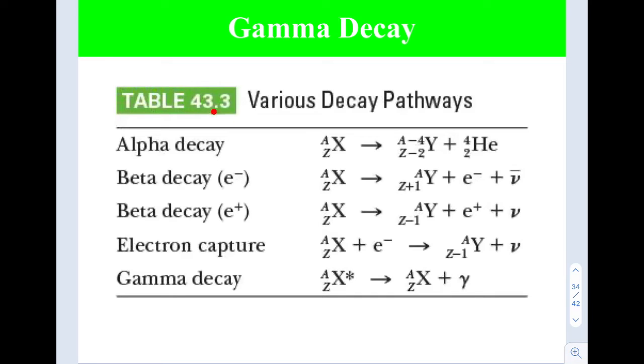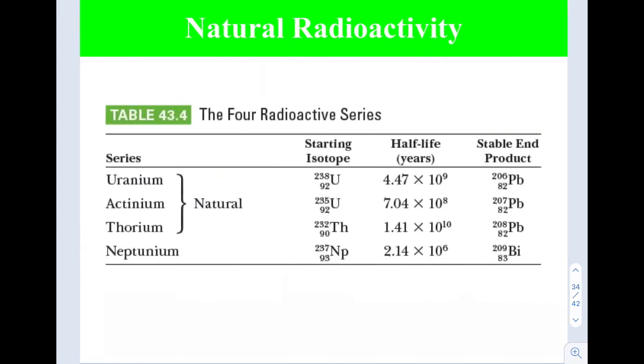So in conclusion, we can see listed here various decay pathways. For alpha decay, this is the decay equation. For beta decay, for positron or positive beta decay, we call it positron emission. Then for electron capture, and now for gamma decay.